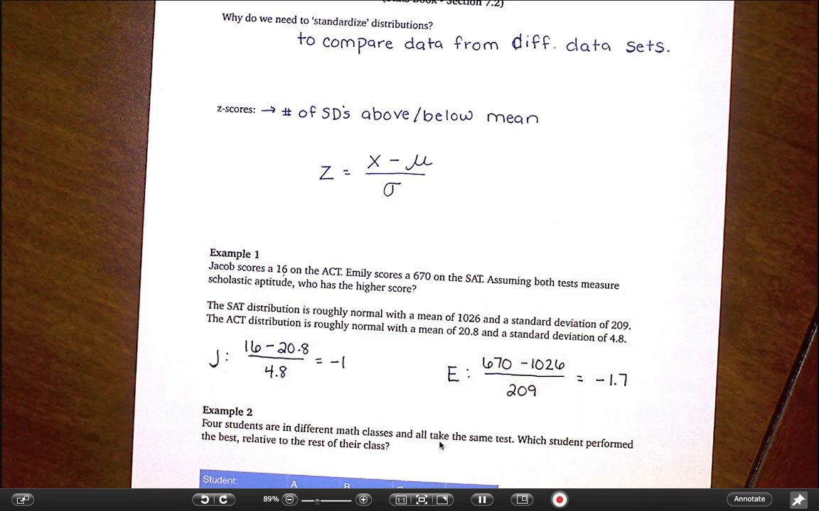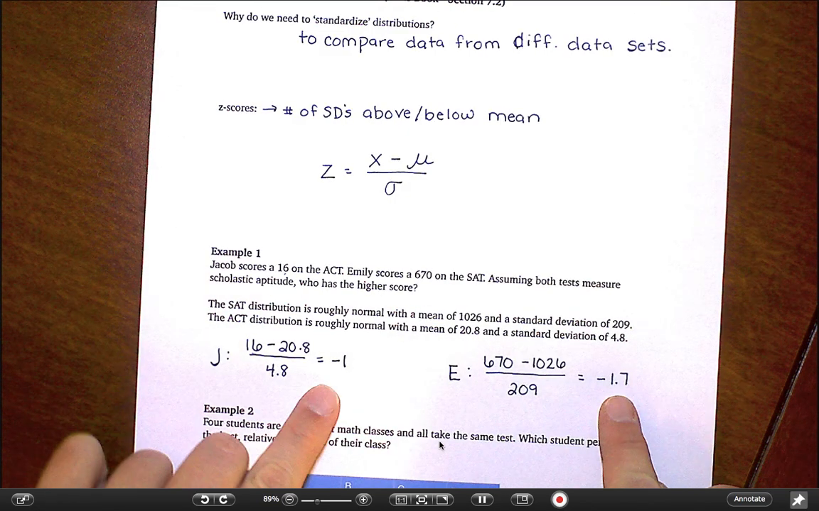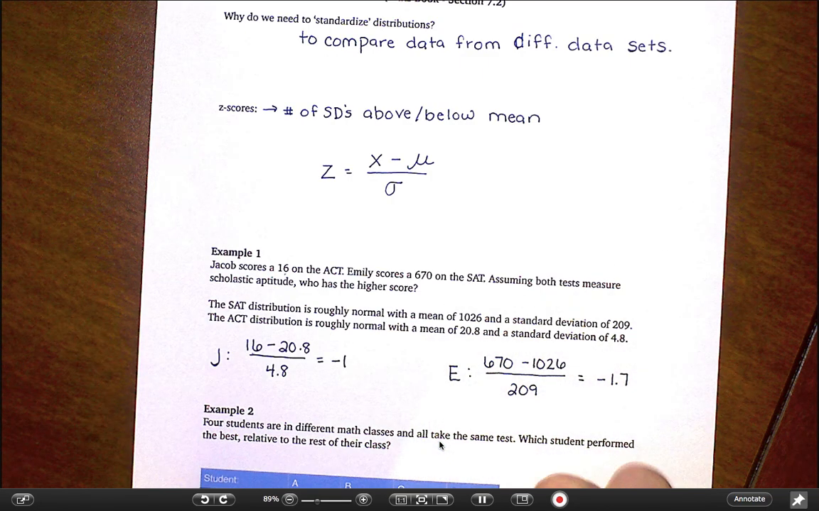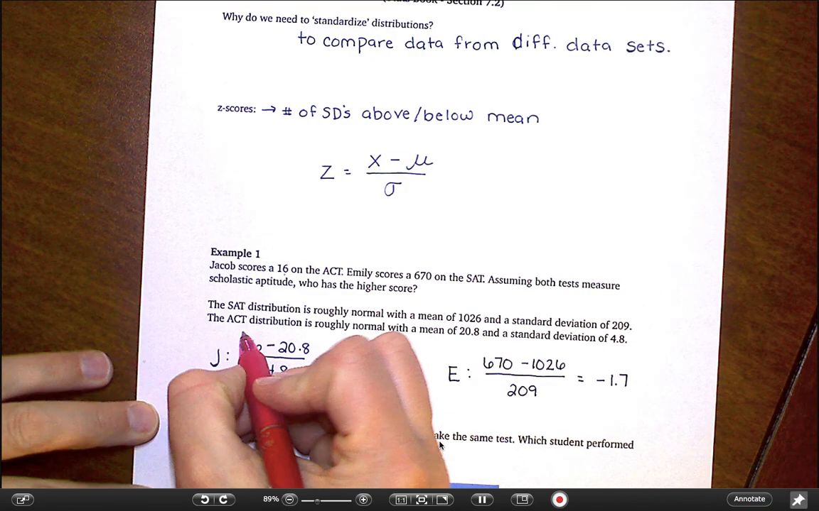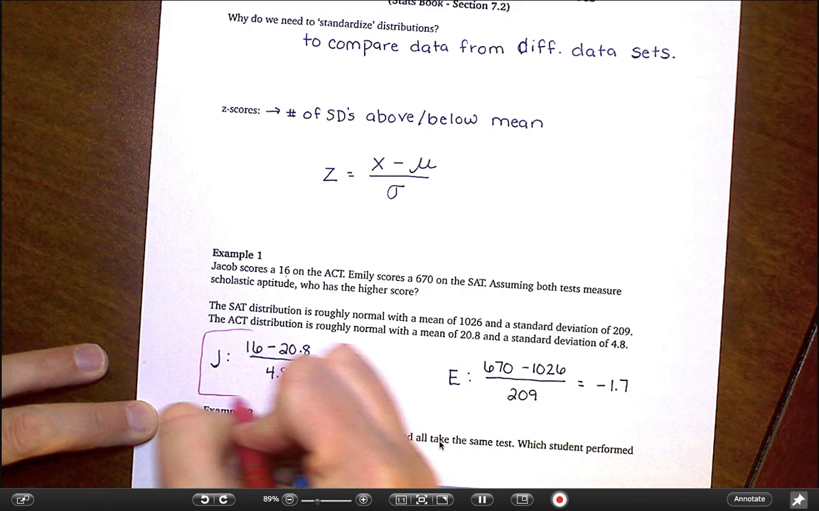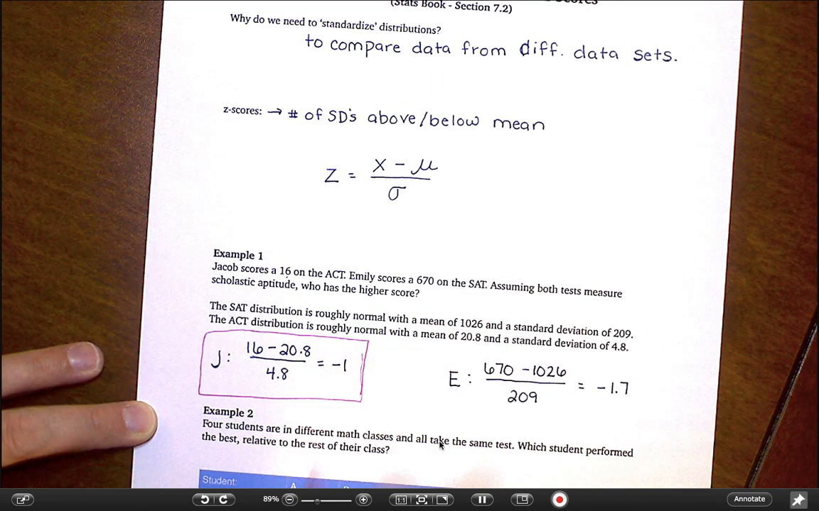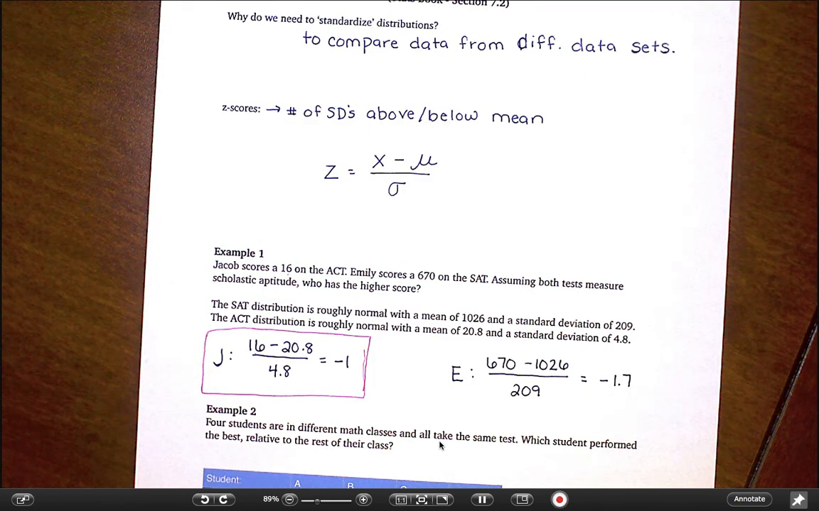So if we're being totally honest here, neither Jacob nor Emily did very well, because both of them are below average, right? But if I had to pick one, if I had to say, okay, grab the person who got the higher of the two, that would be Jacob. Jacob did less terribly than Emily did, because he is 1 standard deviation below the mean.